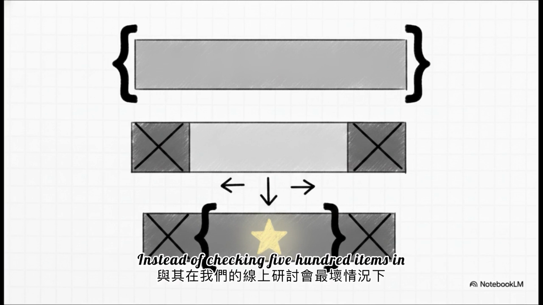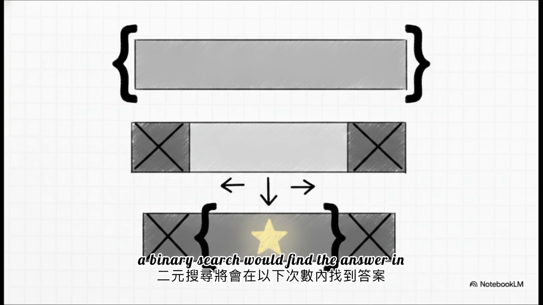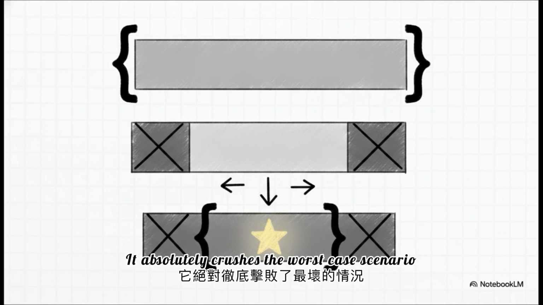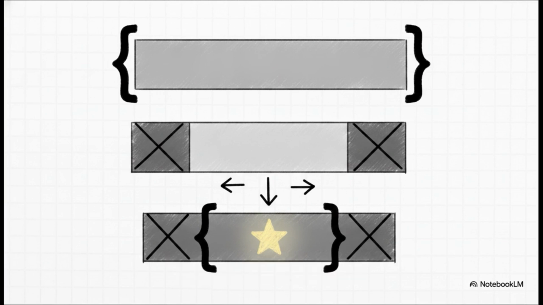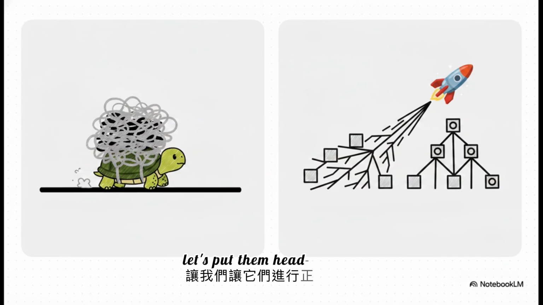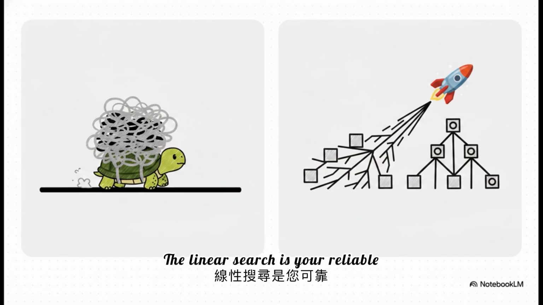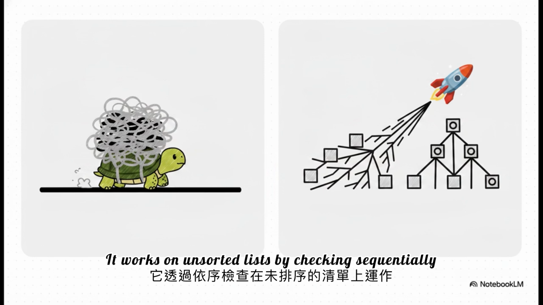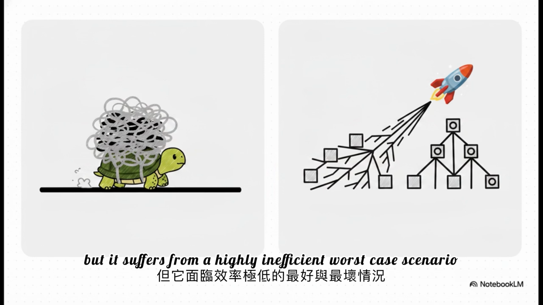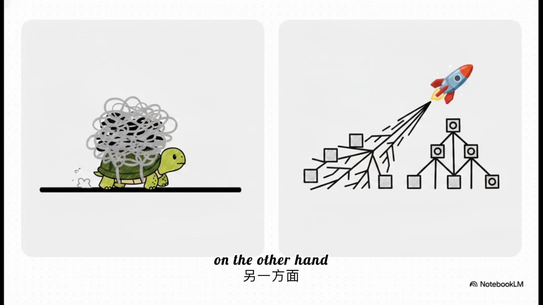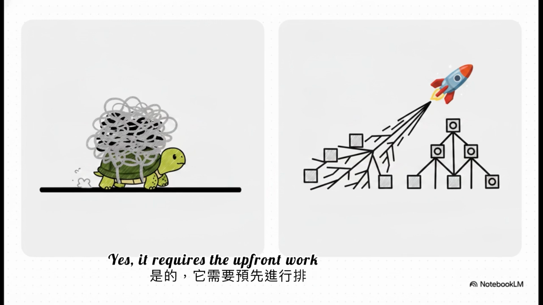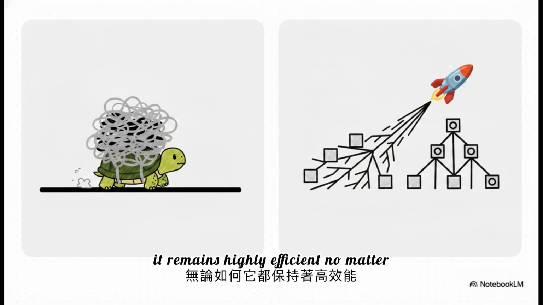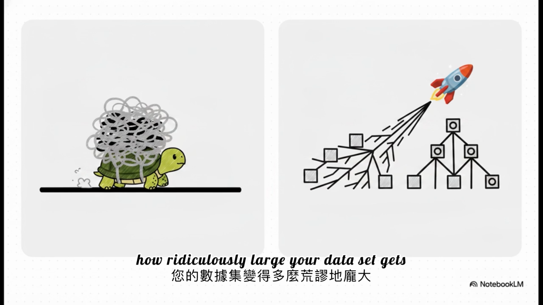Instead of checking 500 items in our webinar worst-case scenario, a binary search would find the answer in a maximum of just 9 steps. It absolutely crushes the worst-case scenario. No contest. To summarize this epic contrast, let's put them head-to-head. The linear search is your reliable but somewhat slow workhorse. It works on unsorted lists by checking sequentially, but it suffers from a highly inefficient worst-case scenario. The binary search, on the other hand, is your high-speed bullet train. Yes, it requires the upfront work of sorting the list, but by halving the data at every single step, it remains highly efficient no matter how ridiculously large your dataset gets.